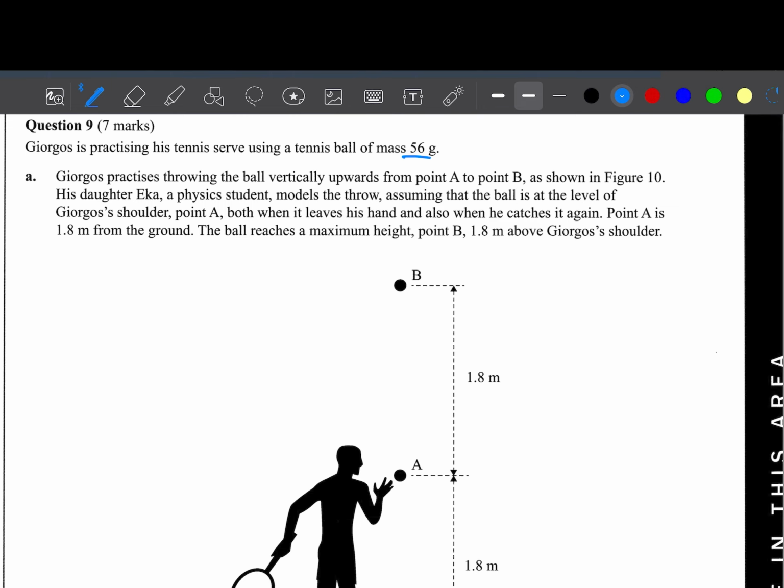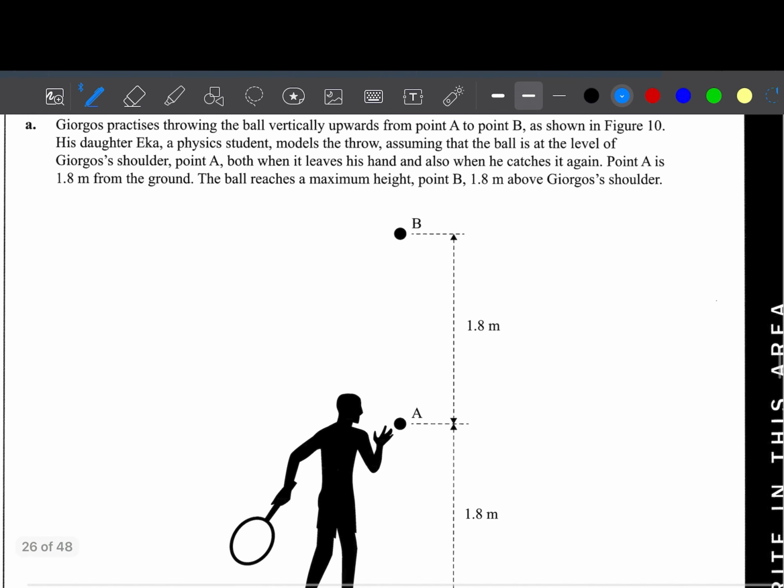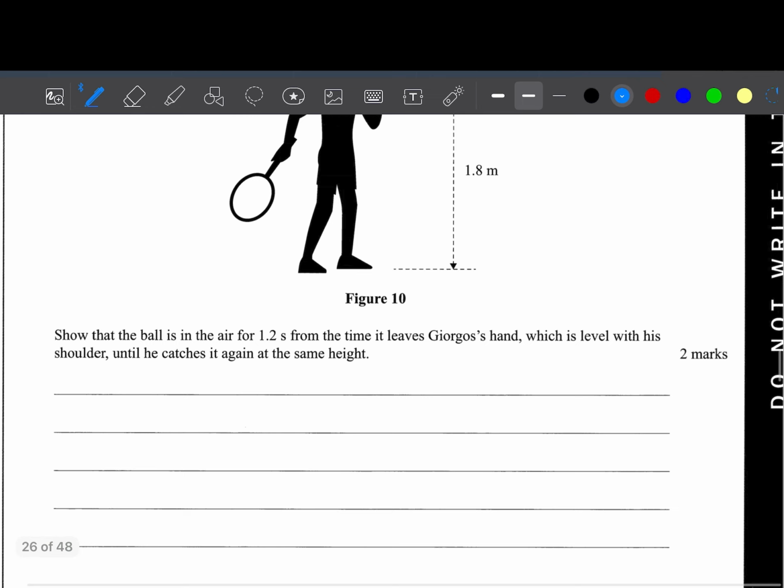Okay, so point A is 1.8 meters from the ground. The ball reaches a maximum height of point B, which is 1.8 meters above G's shoulder. Show that the ball is in the air for 1.2 seconds from the time it leaves G's hand, which is level with his shoulder, until he catches it again at the same height. Right. So we have to use this formula. Delta y equals u_y t plus half a t squared.